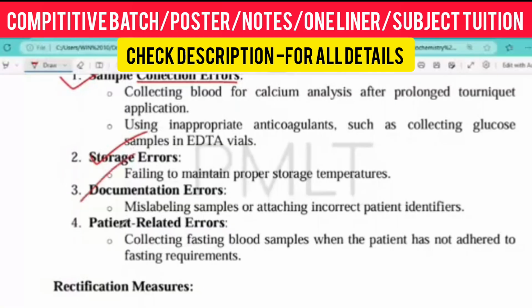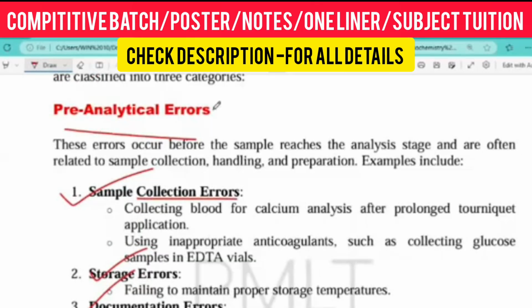After that, patient related error. Patient related error means if the patient is supposed to give a fasting sample but has already taken a meal, that is one type of error, right? Because fasting does not involve taking any kind of meal. Or if the patient is supposed to give a PP sample but the patient has been completely fasting, that is also one type of error. Getting my point? So those are all patient related errors. These four types of error might happen in the pre-analytical stage.